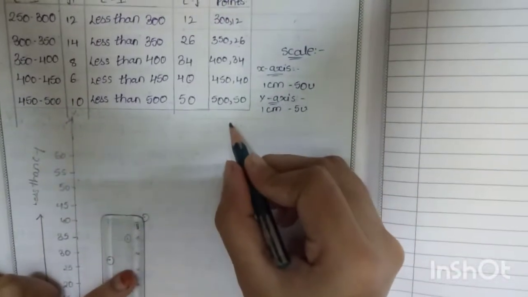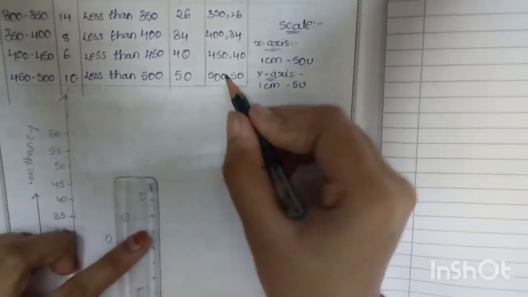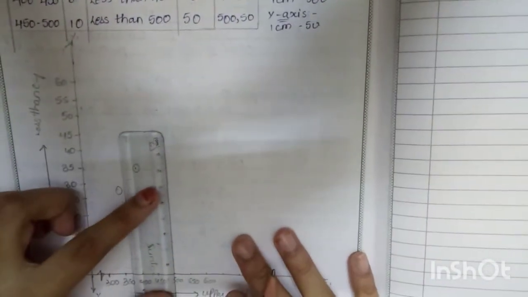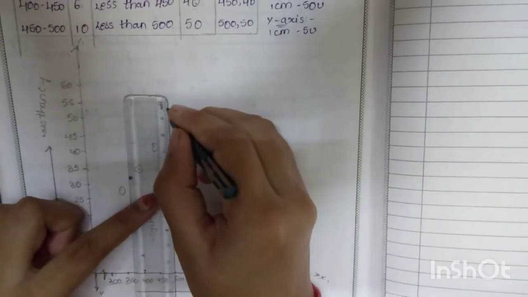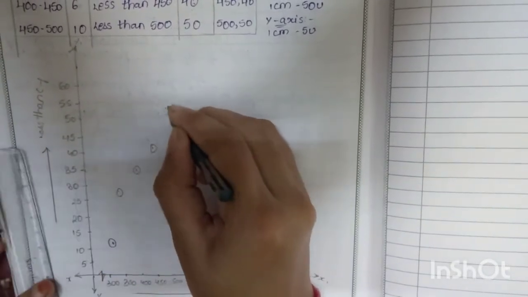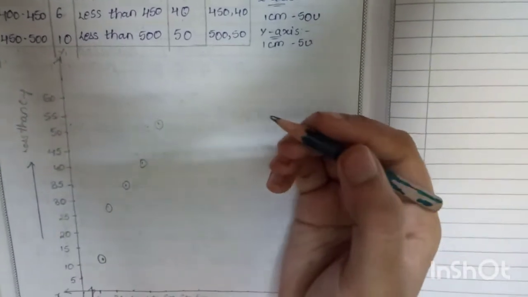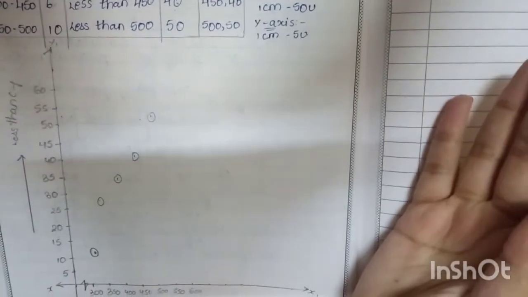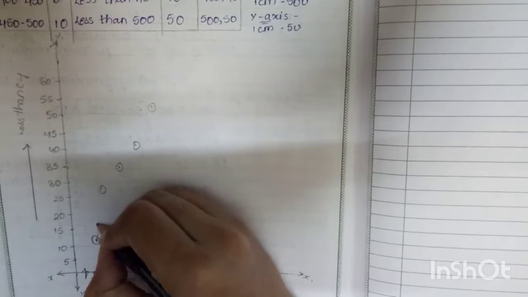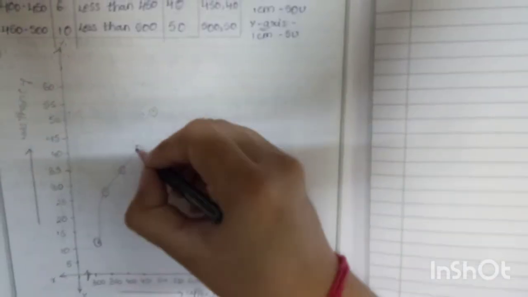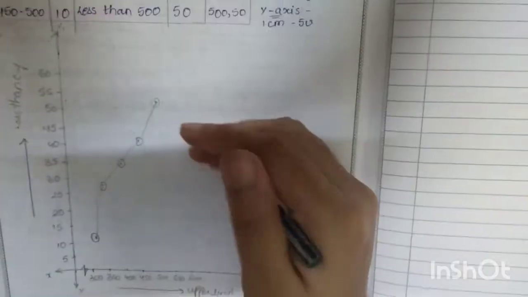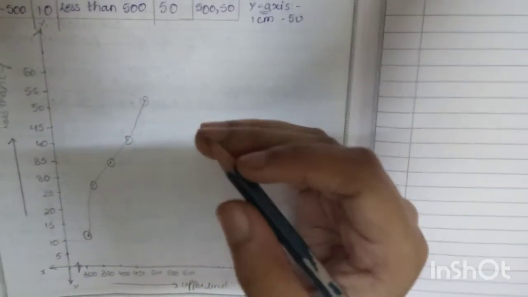Next 500 and 50. So this is our last point, which will be over here. Now we got all the points. Now we just have to join all these points. So you can just join it using freehand. So this is our less than ogive curve.